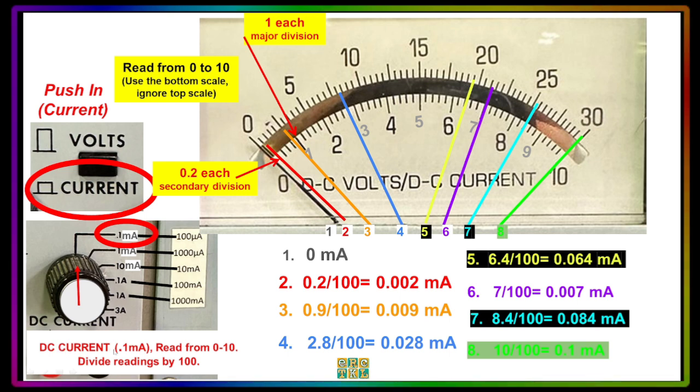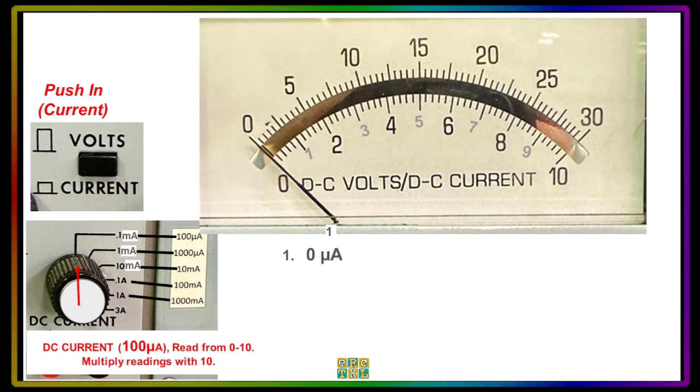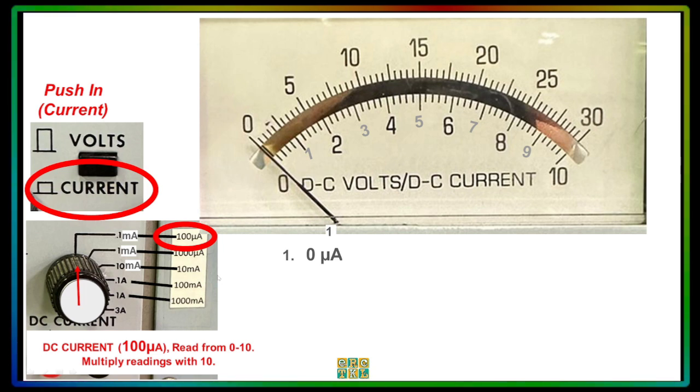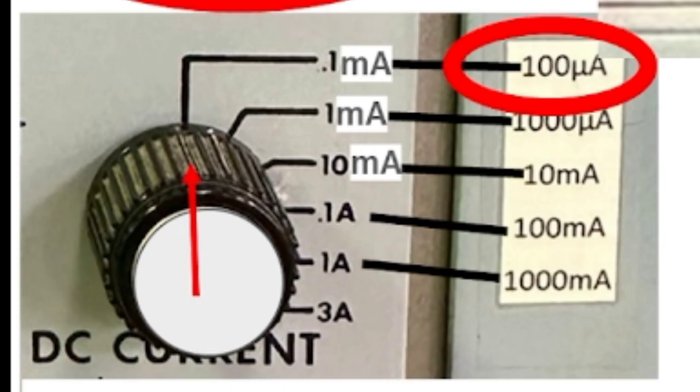So again, the rule is if your selection is in the 0.1 milliampere, you read from 0 to 10, but you have to divide your answers by 100 to get the accurate result. Now let's see the next one. Let's try to think that our unit will be microamperes. So we will think of the 10 here as 100 microamperes because we have chosen this 0.1 milliamperes also. But instead of thinking about milli, we will think of it as micro. And to do that, we have to make it 100 microamperes.